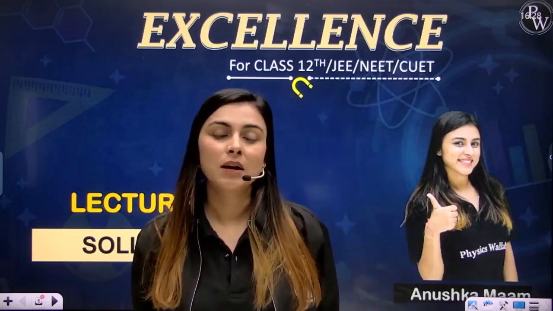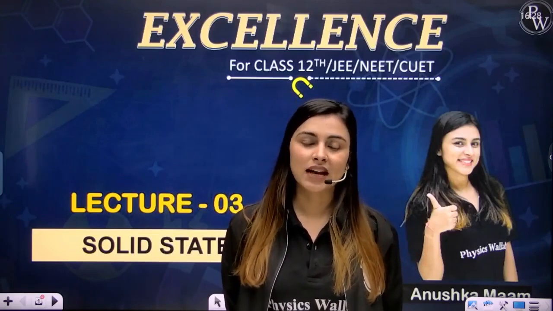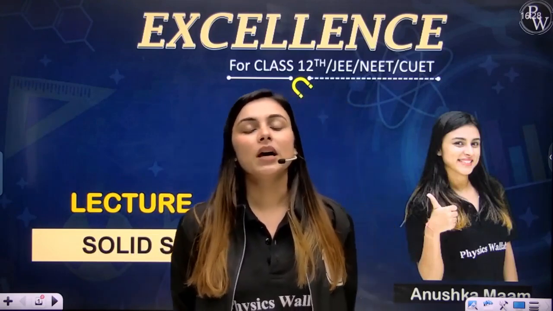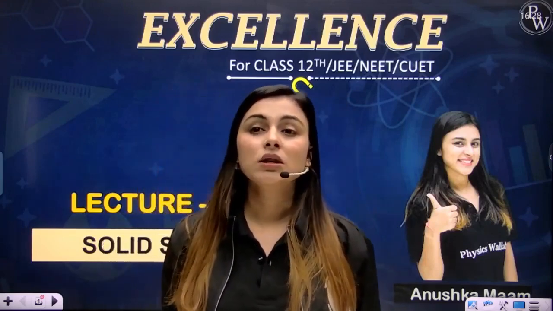Till now we have discussed what a lattice is. We have also seen different types of lattices: one dimensional lattice, two dimensional lattice, and three dimensional lattice as well. Then we have also discussed the different arrangements that are possible, right?